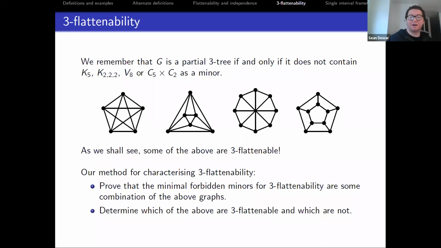It also shows that you can have forbidden minors which are independent, because this graph is actually independent. So you can't just use independence. Independence is not going to be the same as flattenability, but maybe the forbidden minors are always independent, but that's also not true. You can have dependent ones like this and independent ones like this.